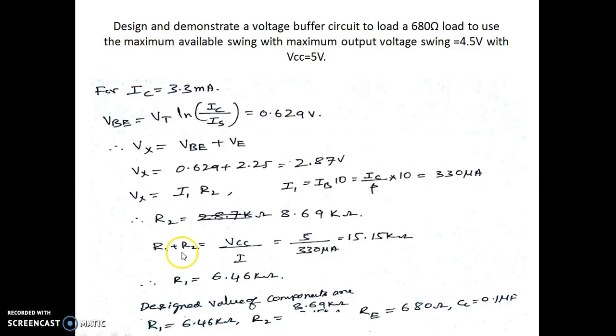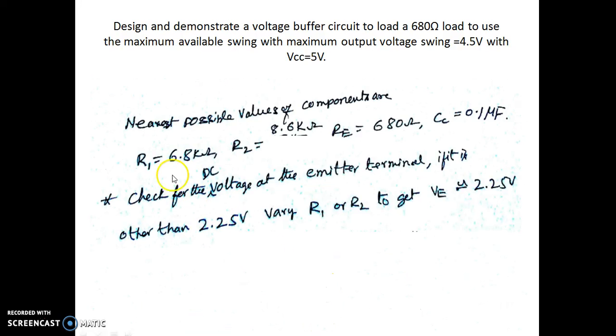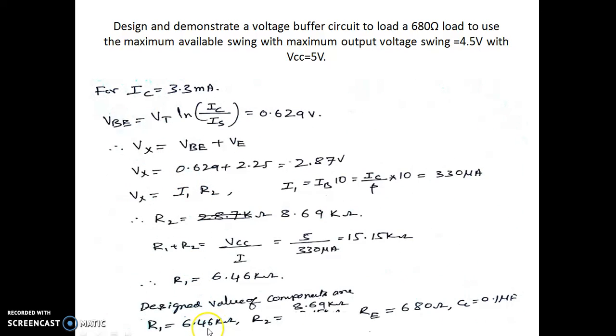We know that R1 plus R2 is given by VCC by I1, from which we get R1 plus R2 as 15.15 kilo ohms. Since we know the value of R2 and R1 plus R2, we can easily find the value of R1. So the R1 value happens to be 6.46 kilo ohms. So these are the design values of R1, R2 and Re. Of course, we are using a coupling capacitor of 0.1 microfarad. So the design values are R1 is 6.46 kilo ohms, R2 is 8.69 kilo ohms, Re is 680 ohms, and C is 0.1 microfarad.